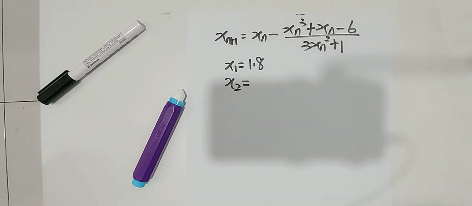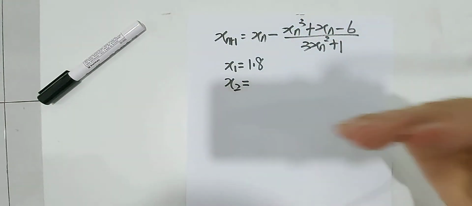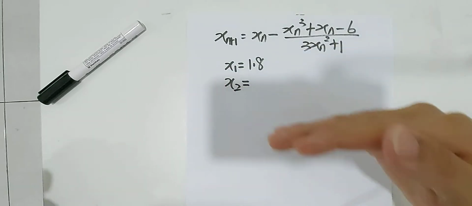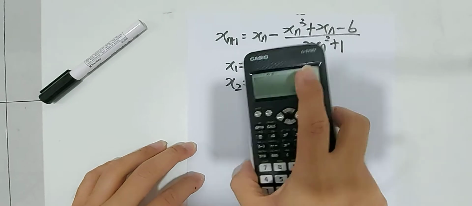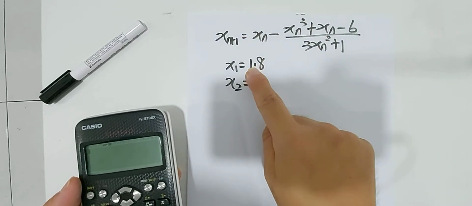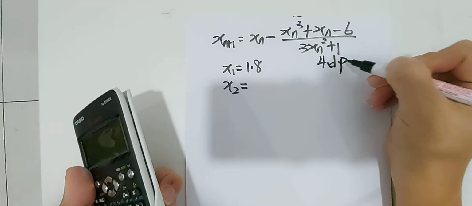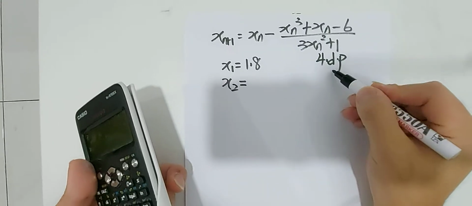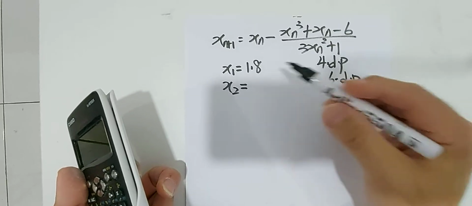Alright, let's continue by solving. First, I just want to list all the values here. Later I will show you why I'm getting all these values. So first, using this calculator, which is very powerful, I'm going to key in this. As you know, the first approximation will be 1.8, and another piece of information is that you need the root correct to 4 decimal places. So usually in my iteration, I will give 6 decimal places, with an extra 2 decimal places to make sure the value is accurate.